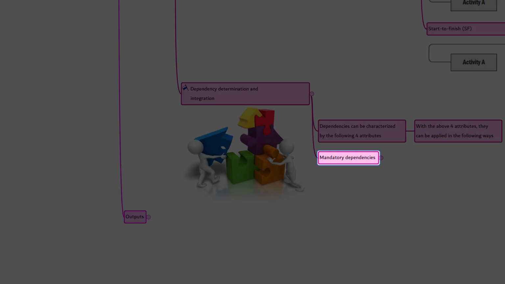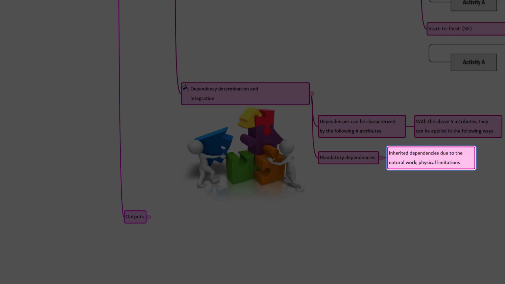The synonym for mandatory is compulsion, must. So, mandatory dependencies are the dependencies that must be there. Depending on the nature of work, dependencies are legally or contractually inherited. Mandatory dependencies are often physical limitations. Some of the simplest examples are: for building, you cannot build a structure without a foundation. You build the product, then you do the testing.